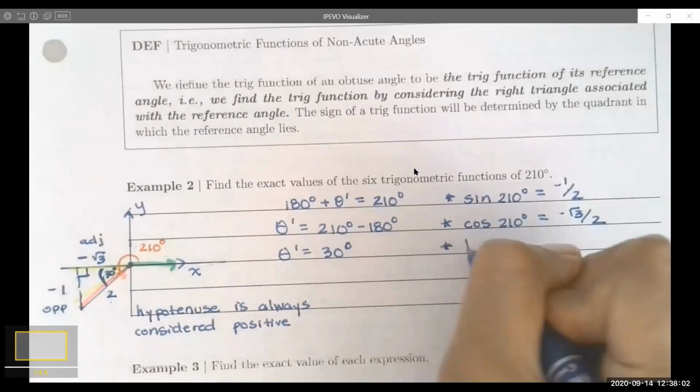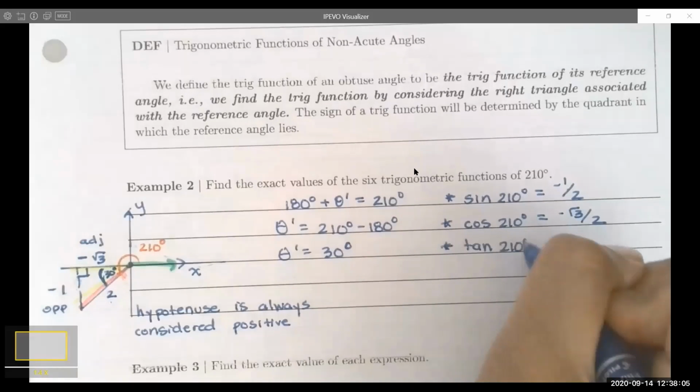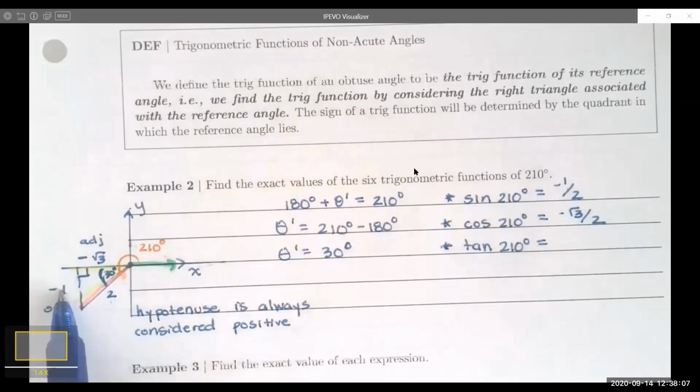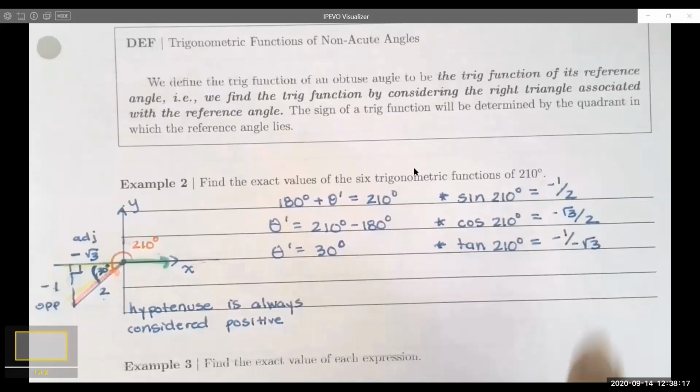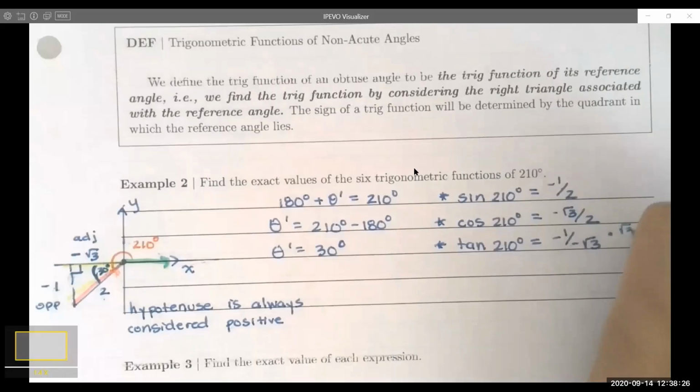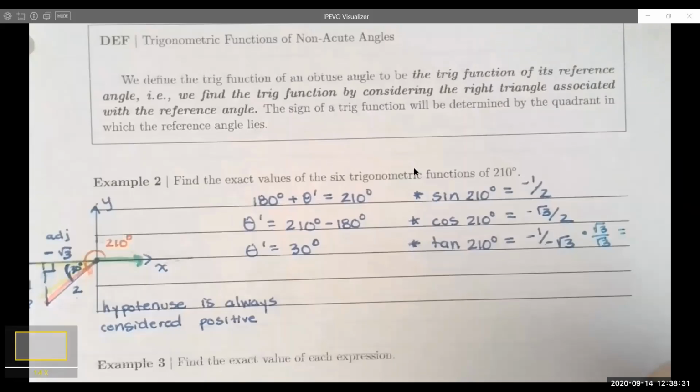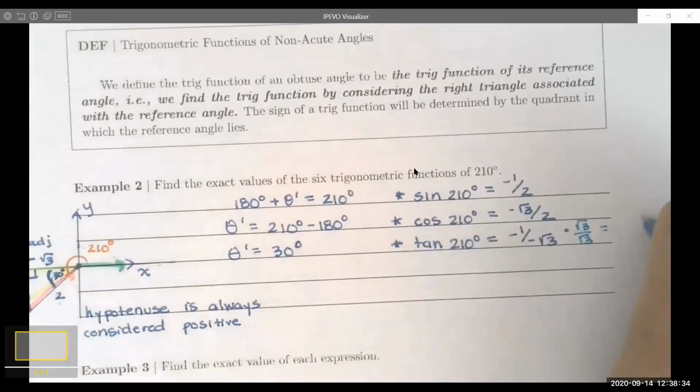And then for tangent of 210 degrees, that is going to be opposite, which is negative 1, over adjacent, which is negative radical 3. So negative 1 over negative radical 3. And so the negatives cancel out. We end up with a positive. The other thing too is that we want to rationalize. So I'm going to multiply top and bottom by a square root of 3. We're going to end up with square root of 3 over 3.